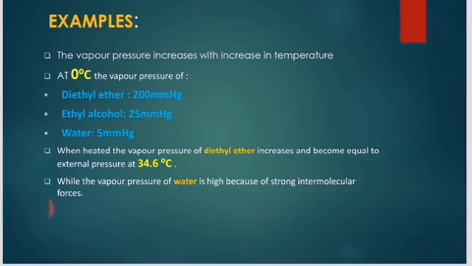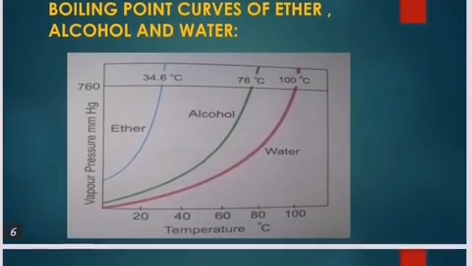Okay, then next point: while the vapor pressure of water is low because of the strong intermolecular forces, the vapor pressure of diethyl ether is high, and its boiling point is 34.6, but the boiling point of water is 100 degrees Celsius. Why? Because water contains very strong intermolecular forces between its molecules. Okay, next we have a graph.